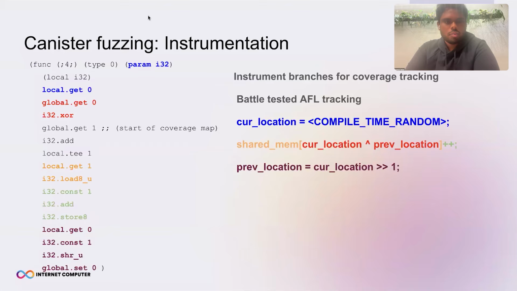So what happens here? As you can see, this local.get 0 is the value which we passed in as the branch identifier. I wouldn't go into too much detail on this logic. As you can see, this is the battle-tested AFL tracking, which tracks how many branches were taken and in what pathway the branches were taken. This is a very compact way of storing the information. You might get some collisions between two values, but there is a good track record of the collisions being very small for most code bases. And we want to use the same thing in our instrumentation as well.